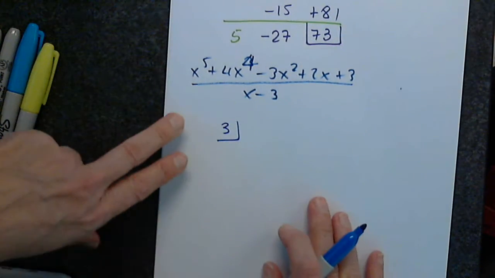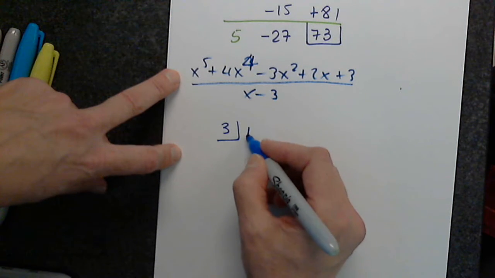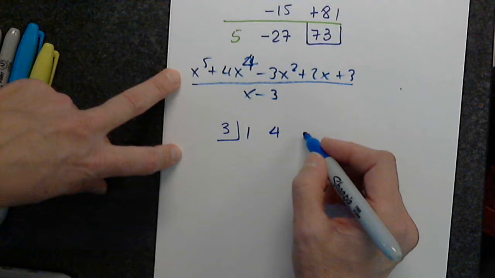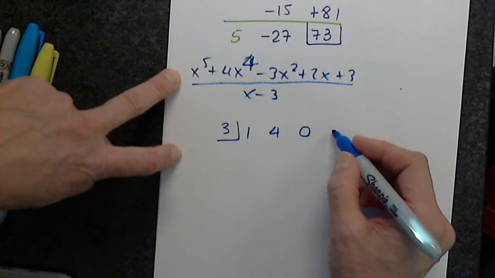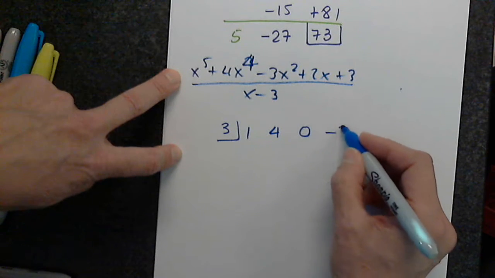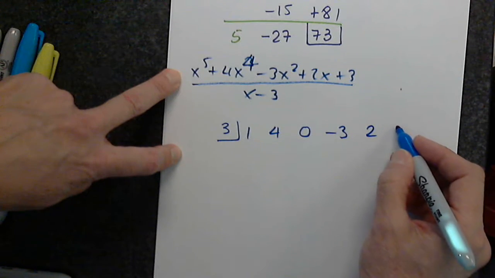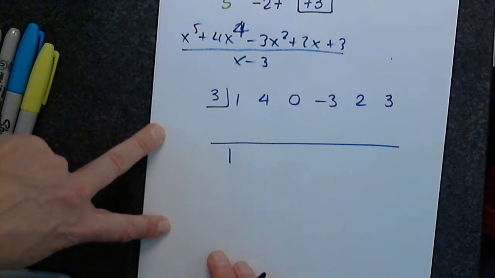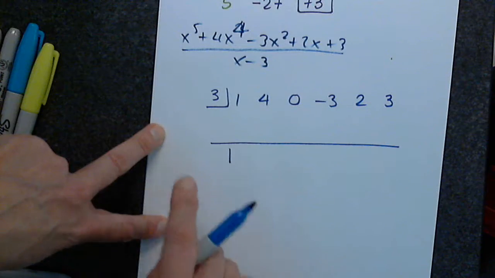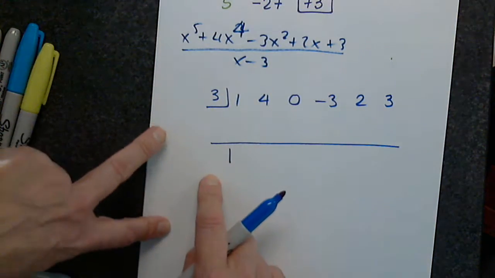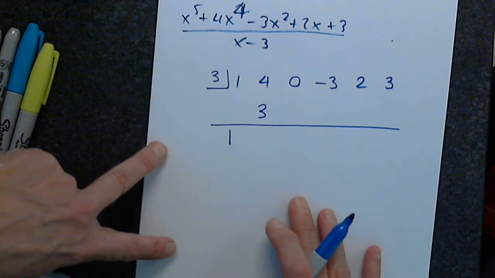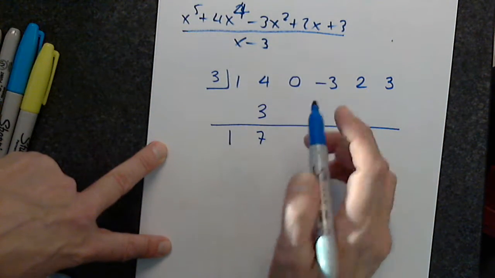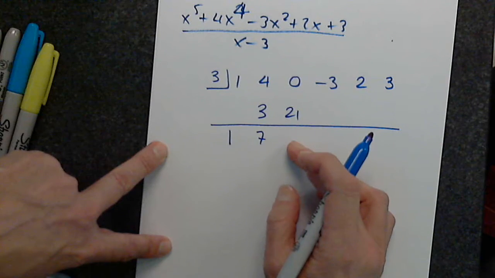Very good. Dictate the coefficients. Careful. 0. Next one. Next one. And next one. Very good. We bring down the first coefficient always. The missing term, cube. So please dictate. 3 times 1 is? Very good. 4 plus 3 is? 3 times 7 is? 21 plus 0 is?